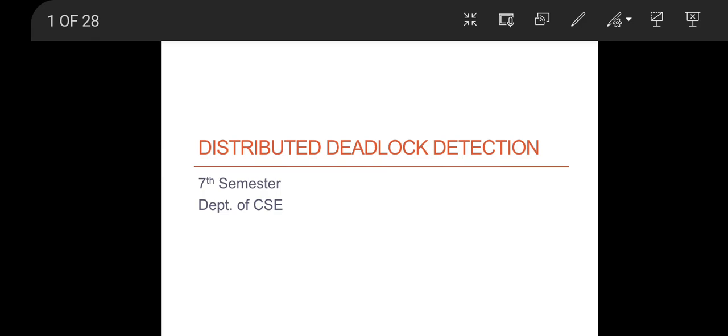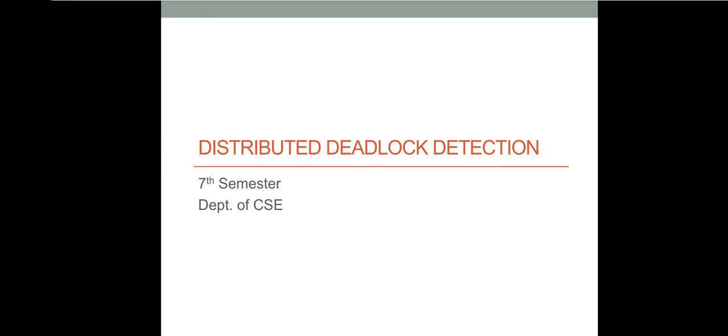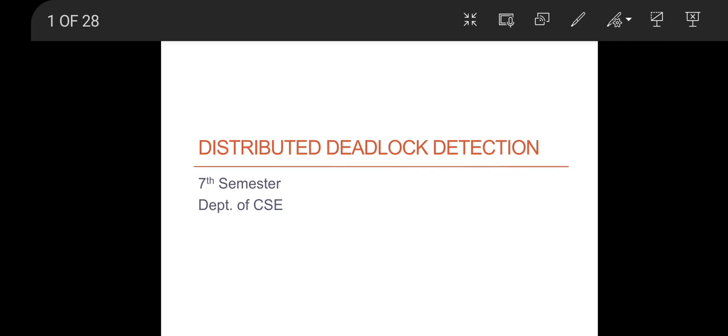So that is a condition. Like, for example, let us say we have two processes P1 and P2. Let us say P1 is requesting a resource R1 to complete its execution, but that resource R1 is being held by process P2. Similarly, P2 also needs a resource, say R2, which is being held by process P1.